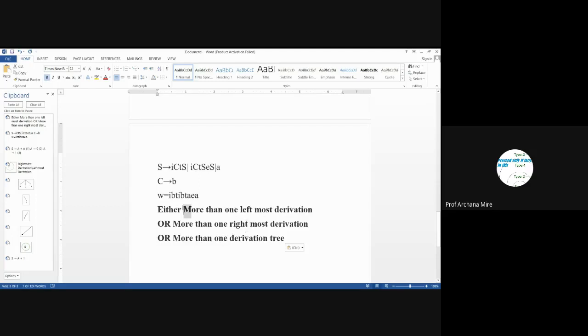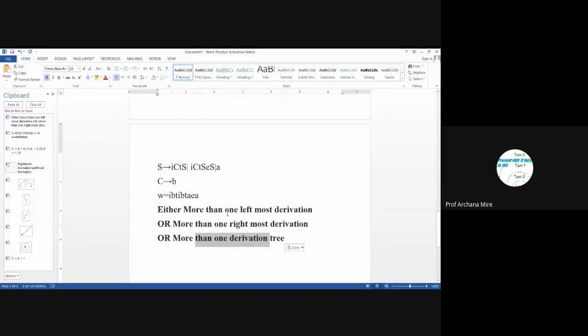We are supposed to find more than one leftmost derivation. If we are able to find that, then our grammar is ambiguous. Or if we are able to find more than one rightmost derivation, then our grammar is ambiguous. We don't need to find a leftmost derivation. If we are able to find more than one derivation tree, then our grammar is ambiguous.